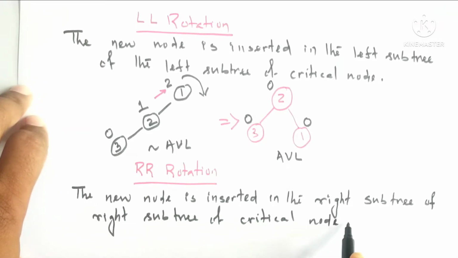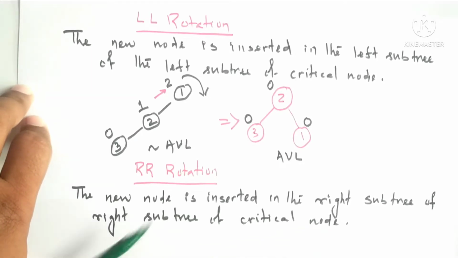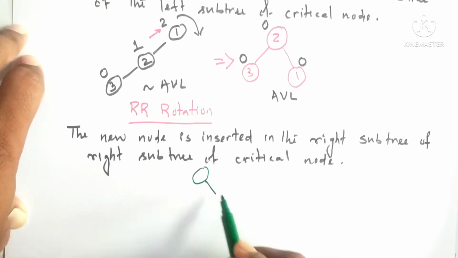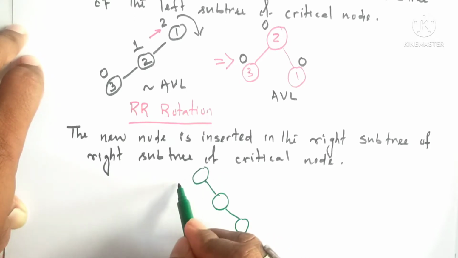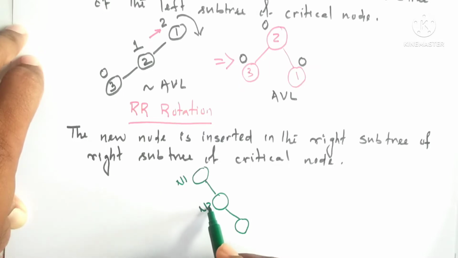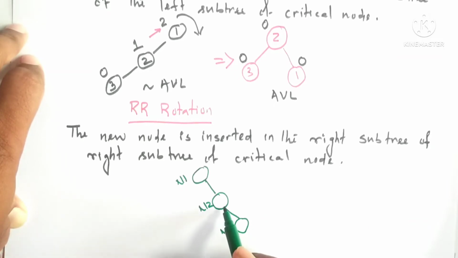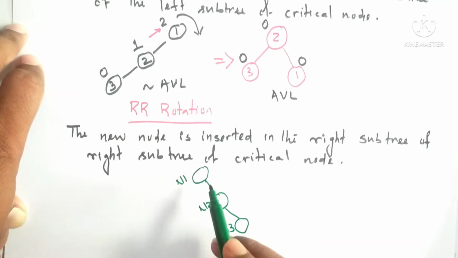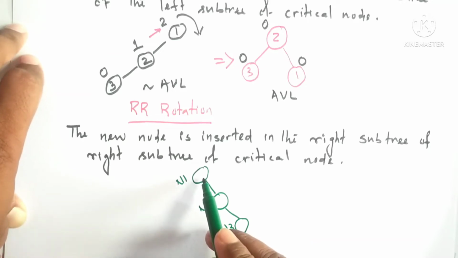Right subtree of critical node. For example, a tree which looks like this. This is node number 1, this is node number 2, this is node number 3. So the new node N3 is inserted at the right subtree of the right subtree of the critical node. This N1 is a critical node because the balance factor is lying out of the range.